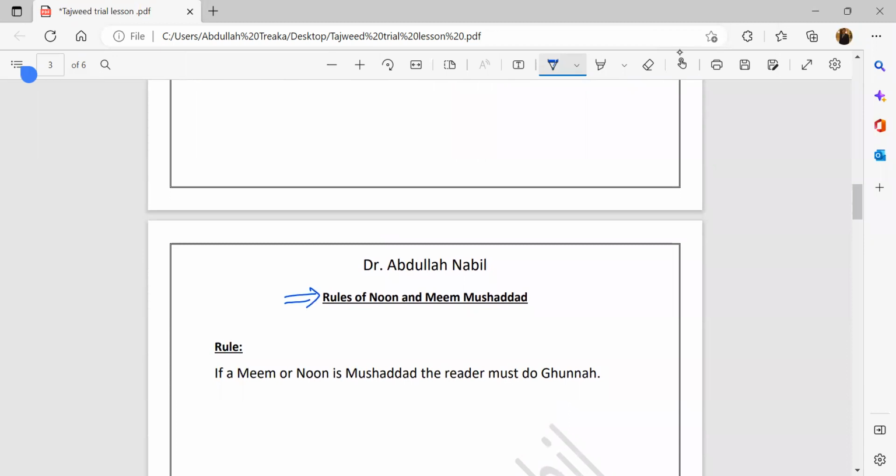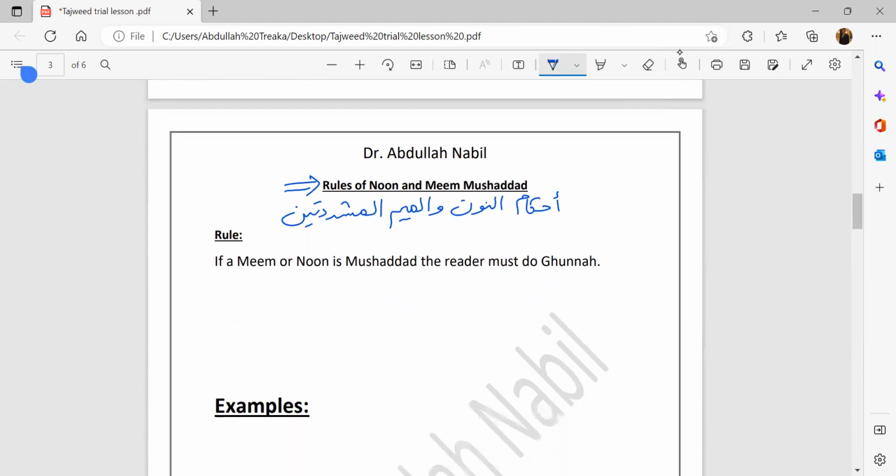This is called in Arabic أحكام النون والميم المشددتين. The rule says that if a meme or noun is mushaddada, means that has a shadd sign on it. مشددة means شدة sign. شدة sign like this. شدة and فتحة, or شدة كسرة, or شدة وضم. This is نون and ميم المشددتين.